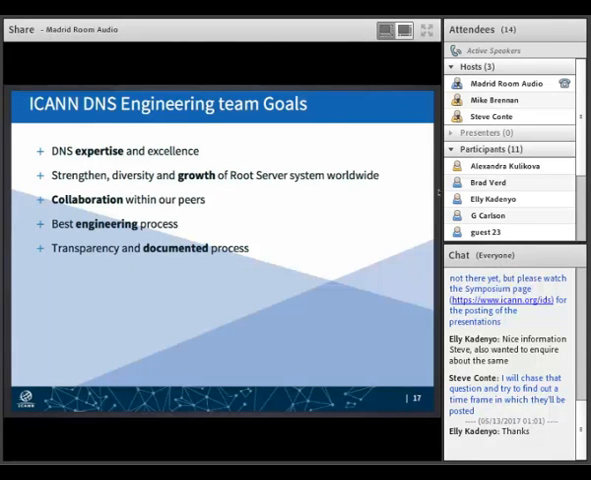The team goals that we currently have are that we try to provide DNS expertise and excellence both to the community and inside ICANN. We're trying to strengthen the diversity and growth of the root server system worldwide, establish collaboration with our peers, and try to have the best engineering process that we might achieve. So also have some transparency and documented process, not only internally, but also helping the outside community.